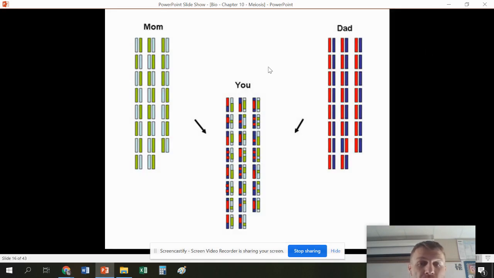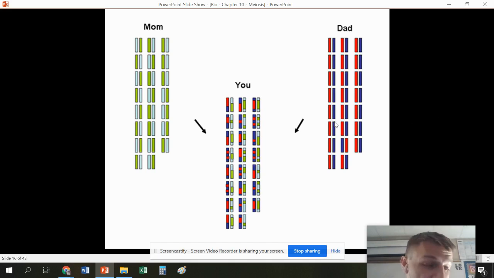But I do want you to understand that this is why you are 50% like your mom and 50% like your dad. You can see here, dad's chromosomes are blue and red. Half of your DNA or your chromosomes are from your dad. The other half are from your mom. And if you see here, you have different percents of each of your grandparents' chromosomes. This is why you're about 25% like your grandma and 25% like your grandpa on each side.